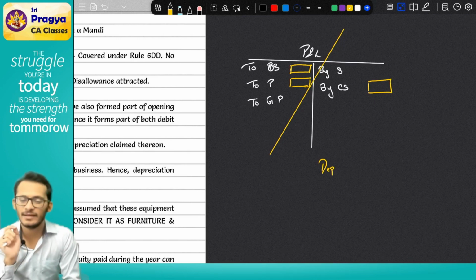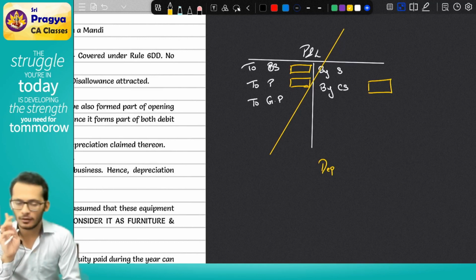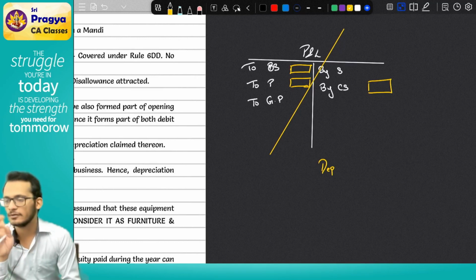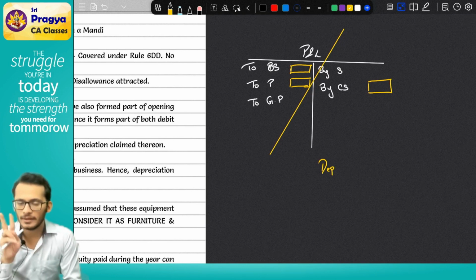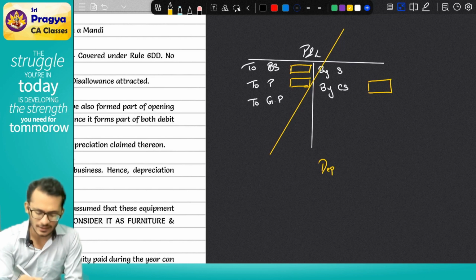So this is one very, very good question which came in exam, where they said something is there as a part of closing stock. You need to understand if it is a part of closing stock, it is also a part of opening stock or purchases, which means no adjustment to P&L, only charge depreciation.